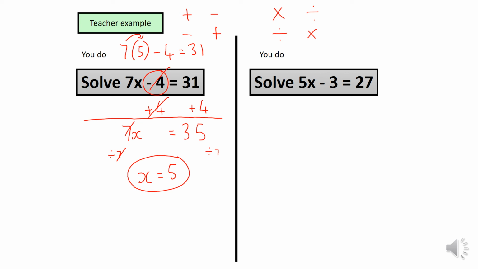What you should have done is a positive 3 on both sides. So you've got 5x, and this cancels out, equals 30, divided by 5 on both sides, x equals 6.